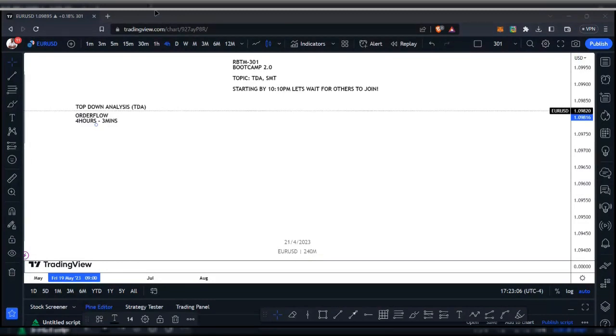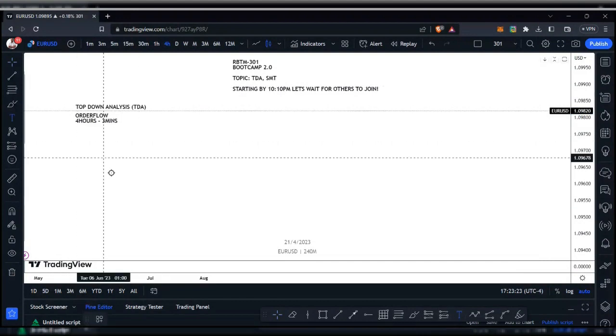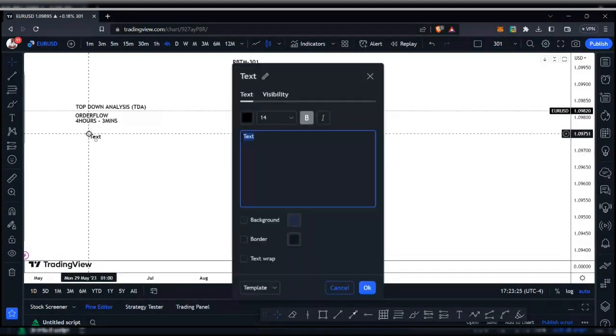So I wrote here 9 things I look out for when I look at my top-down analysis. I'm going to be sharing 3 of the 9. Yes, I'll leave the remaining 6 for the master class. And don't think that because of the remaining 6 I'm not sharing, it does not matter. Even out of the 6, I've shared 2 already: that's the Asian range and the weekly highs and lows.